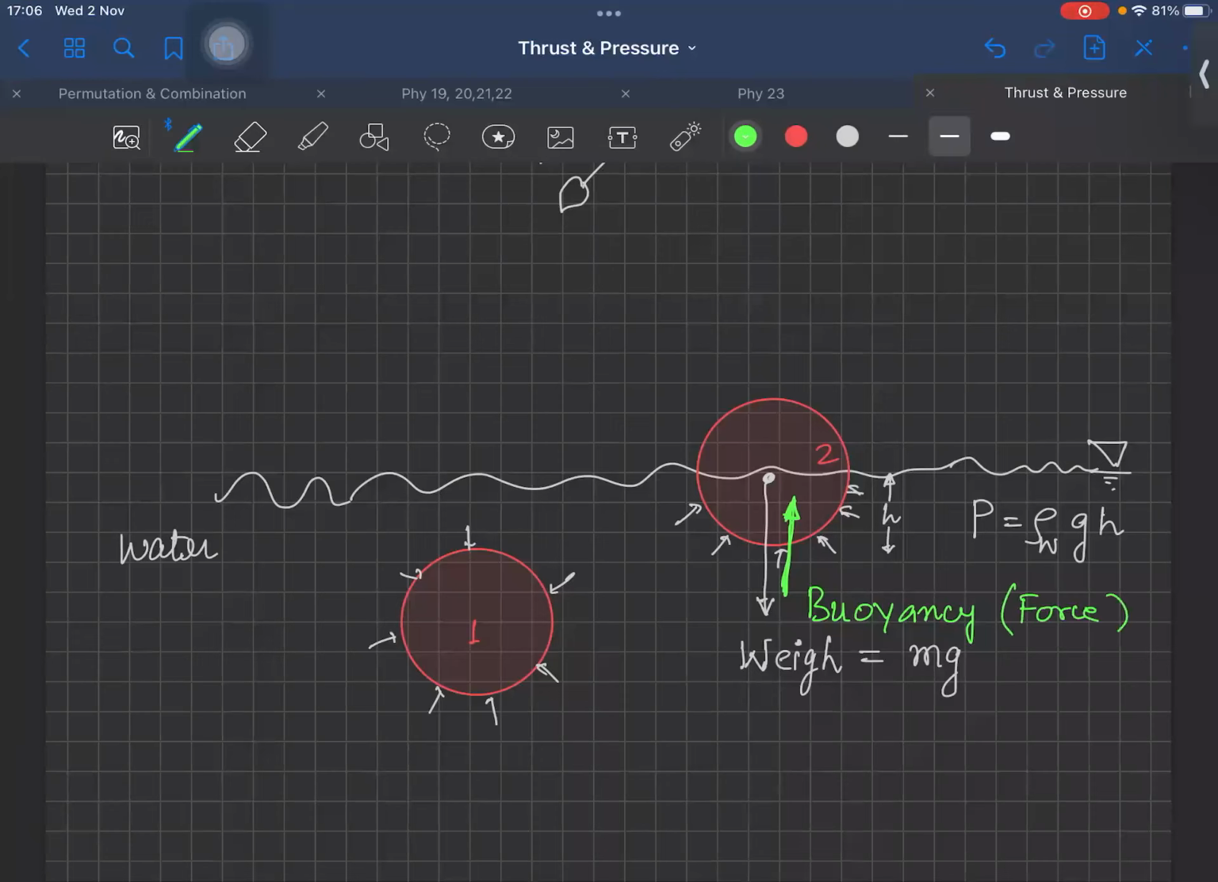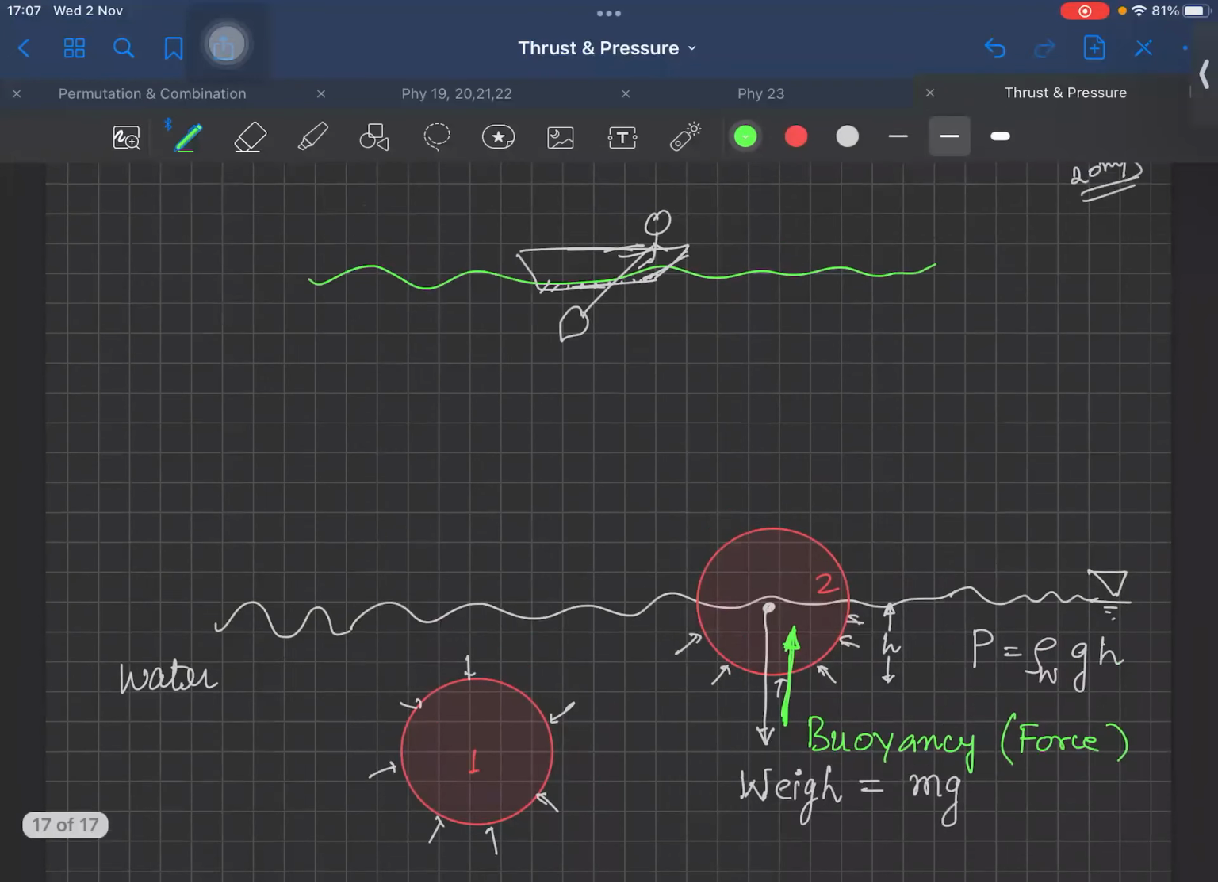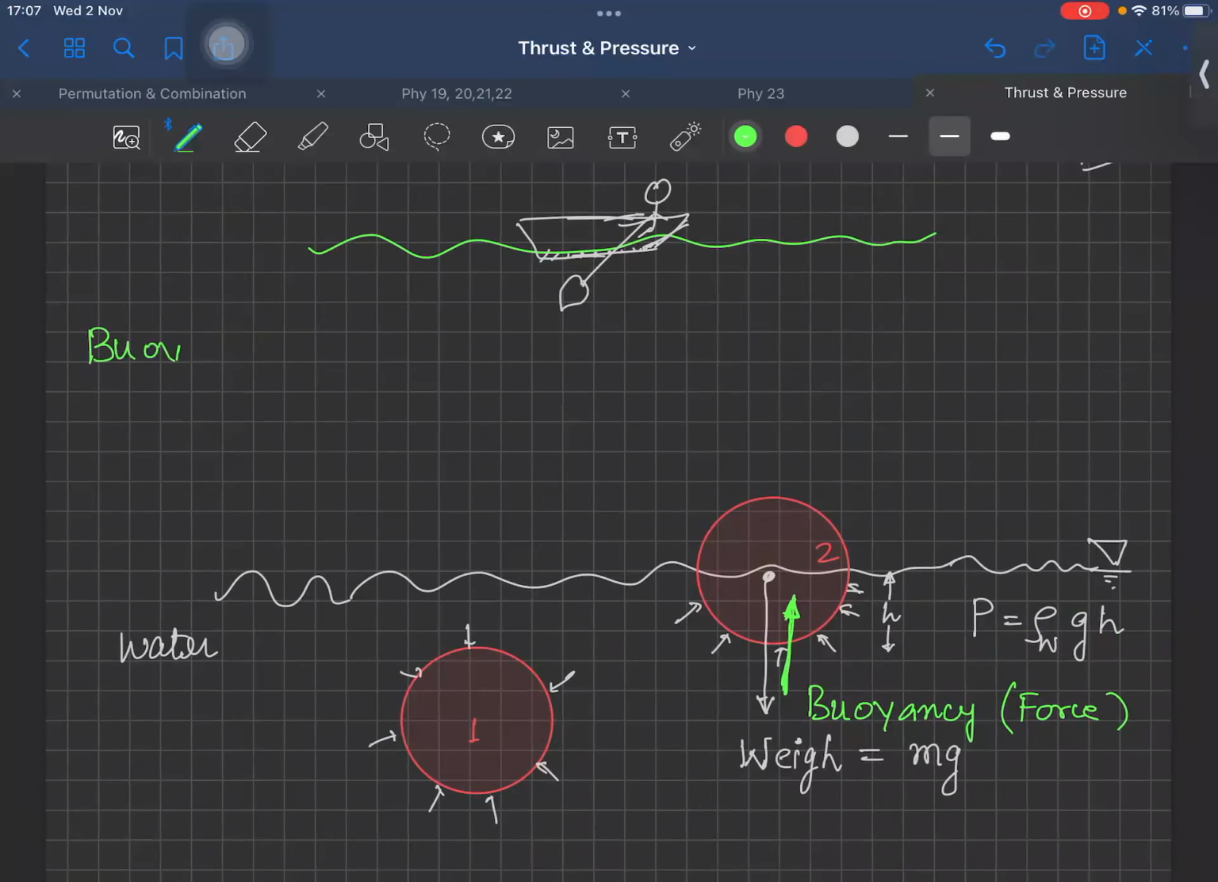Sir, are thrust and force similar? Wait, who's this? Ganesh. Your voice is not clear, can you please repeat? Sir, are thrust and buoyancy similar? See, thrust can be any force which acts perpendicular to the body. Right now, buoyancy is acting perpendicular to the body. So buoyancy is also thrust. Buoyancy is your upward thrust, and it is acting in the upward direction, so sometimes it is also called upward thrust or up thrust.